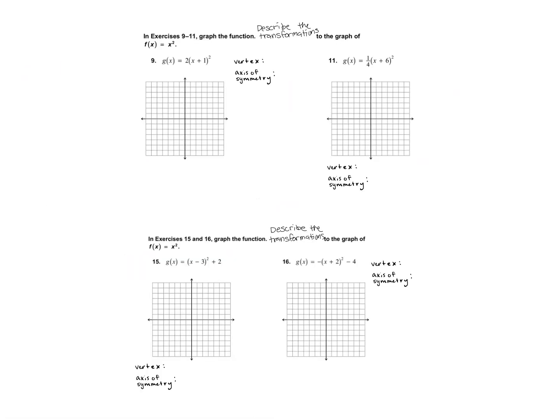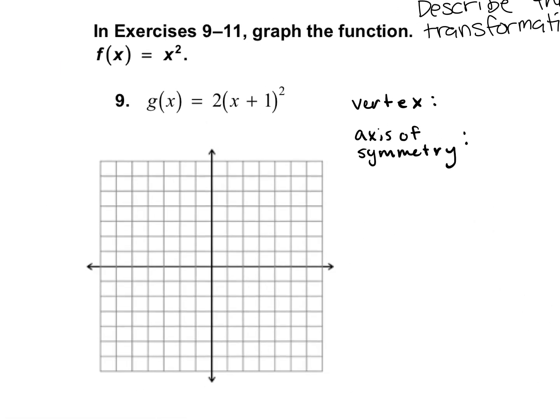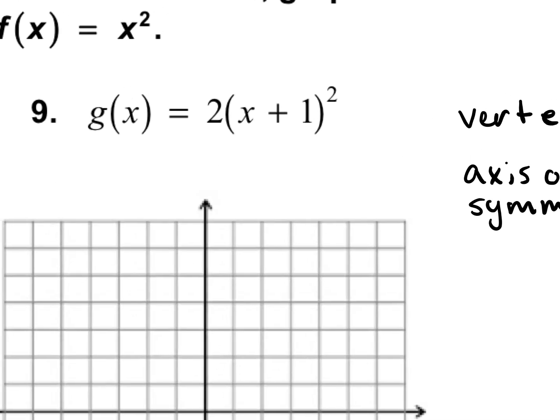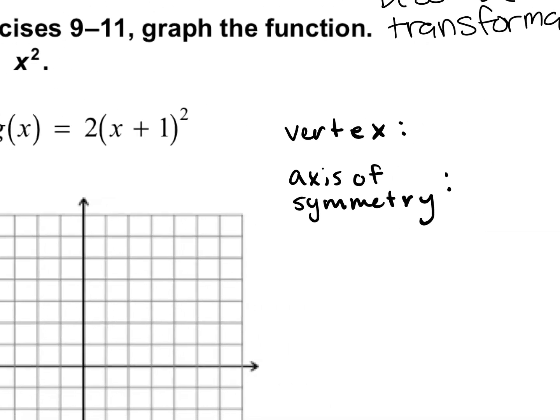So on the next page, we are describing the transformations and graphing. So let's start by finding our vertex and axis of symmetry first. For number 9, what would our vertex be?